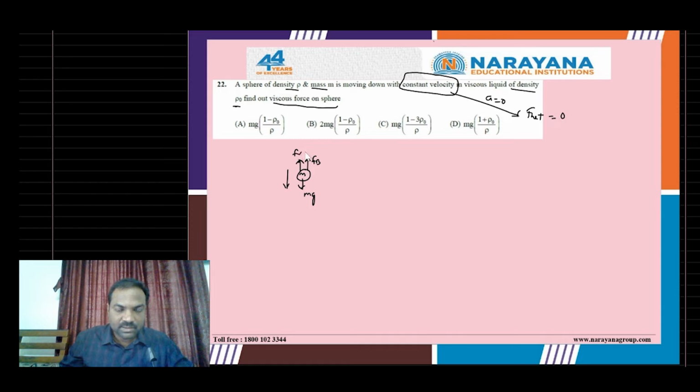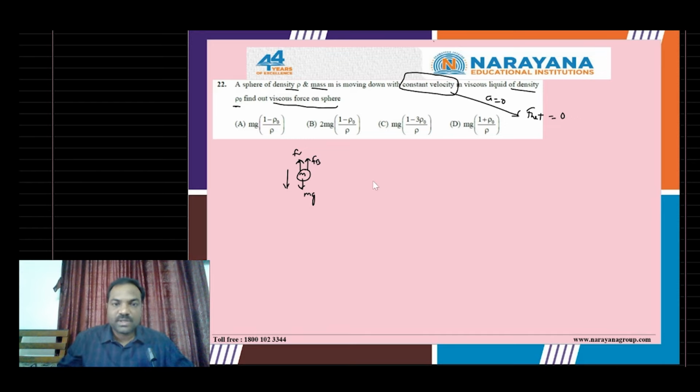As they have not specified in what sense that is moving, and at the same time they have not given anything related to rho naught and rho relation, I'm assuming it this way. Let us see if any changes are there. We will make the alternate changes.